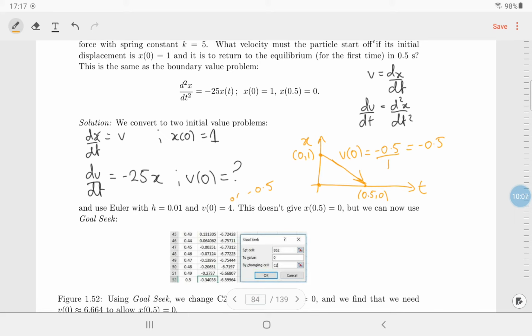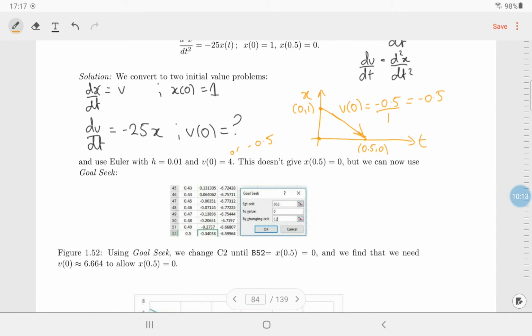But what you can do is do a goal seek again. So this, I think, is Euler's method. So this is time. This must be x. This must be v. And C2 is v of 0. This here is x of 0.5.